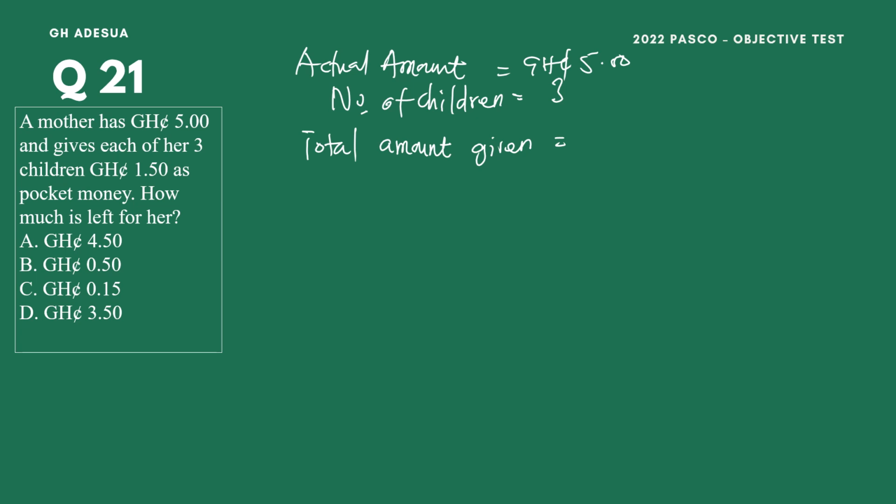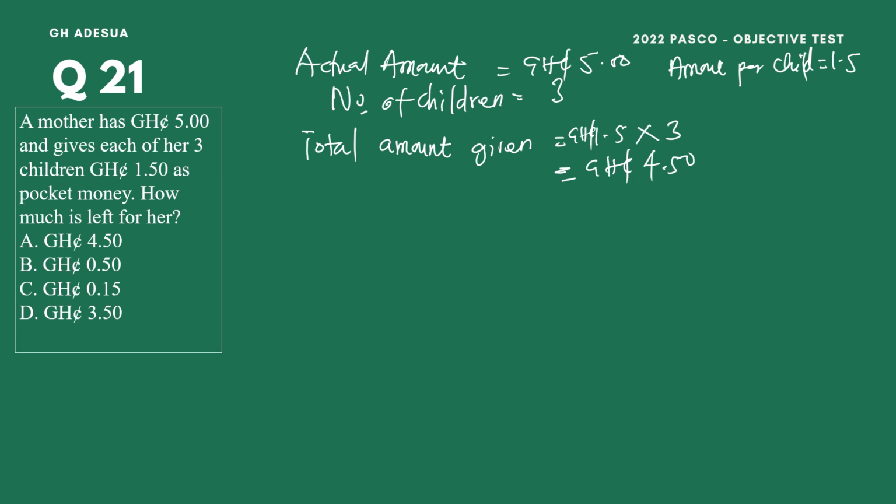So actually I didn't write that in the data. So we have the amount given to each child, amount per child, 1.5 Ghana cedis. So the total amount given is going to be the 1.5 GH cedis times the number of children. From this we know that the mother actually gave 4.5.